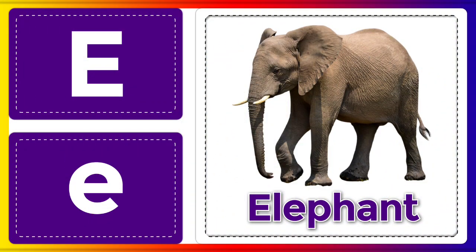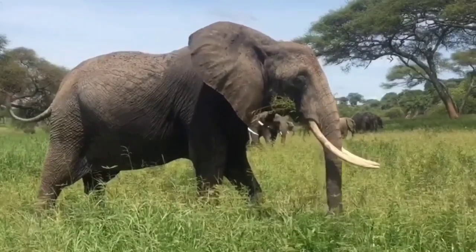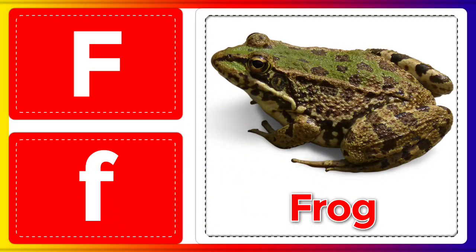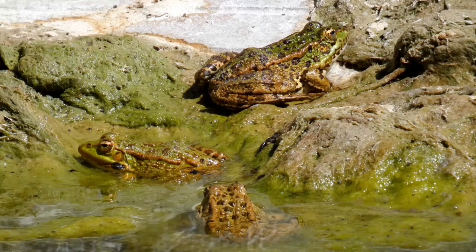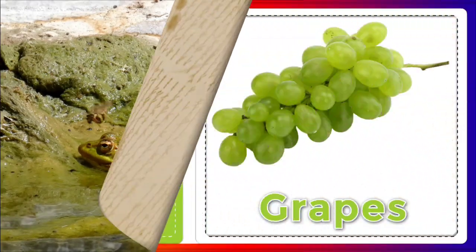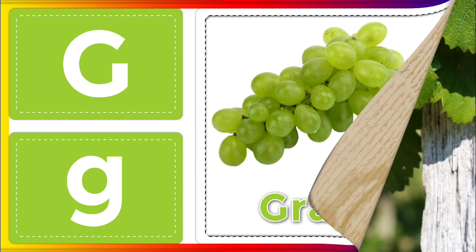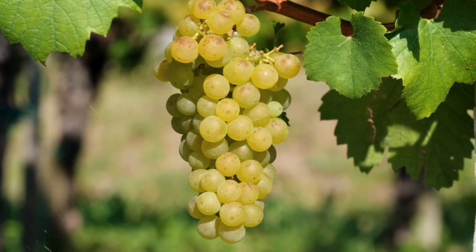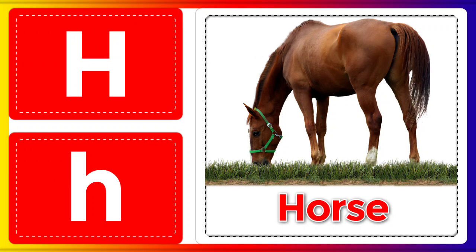E. E for elephant. F. F for frog. G. G for grapes. H. H for horse.